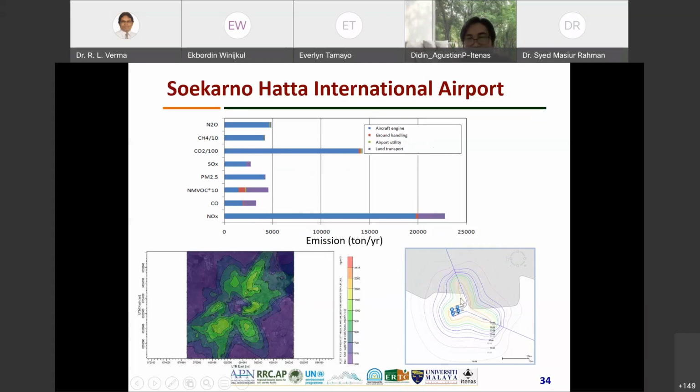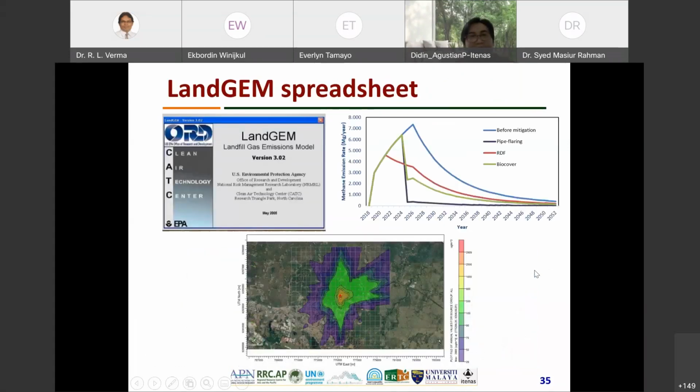And then the next figure is the figure of noise contour provided by the AEDT simulation.